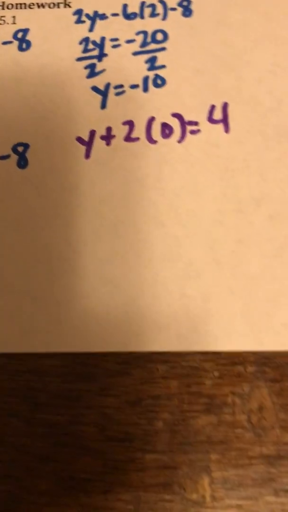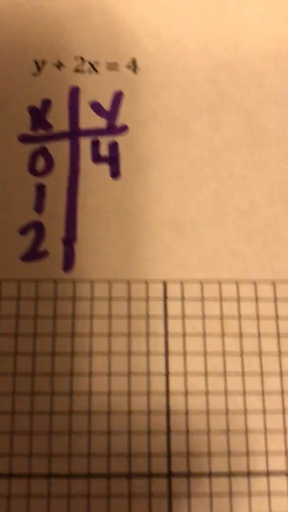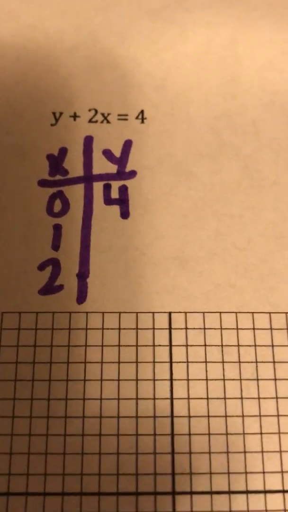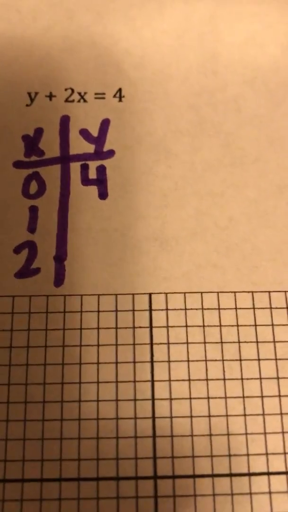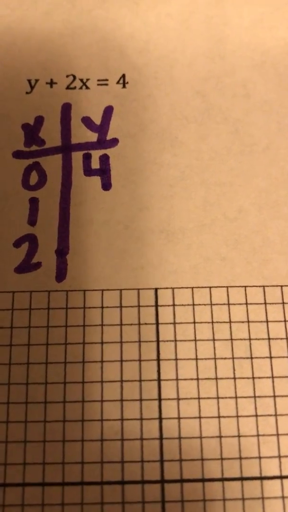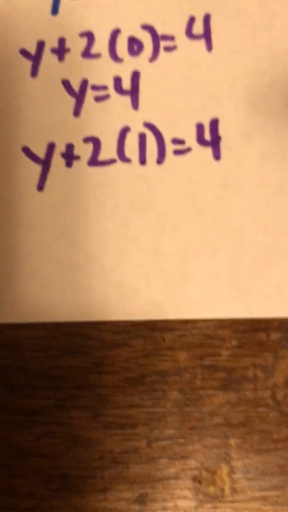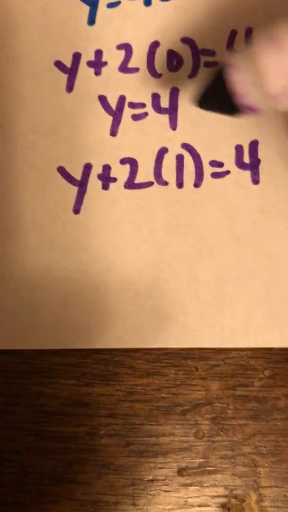And we solve for y. 2 times 0 is 0, so y equals 4. So when x is 0, y is 4. Positive 4 this time. Next one. X is equal to 1. So we have y plus 2 times 1 equals 4. Like this. This equation here.